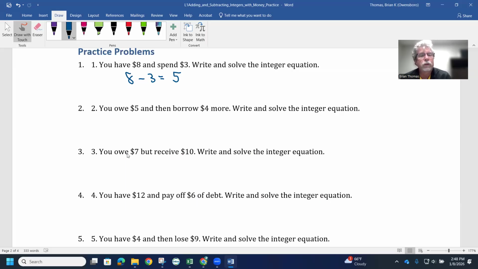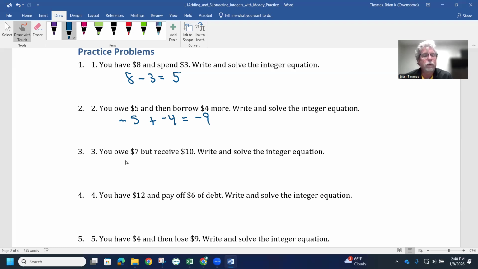So if I look at example 2, you owe $5 and then you borrow 4 more dollars. So to me, you're already down $5, but if you borrow 4 more dollars, you're adding more debt. So to me, that's going to be adding a negative 4. So if I'm down 5 and I add another negative 4 to that, my total debt now becomes a negative 9. So if I translate that, I'm down 5 already, but if I borrow $4, I'm adding another $4 of debt to that. So therefore, my answer is a negative 9.